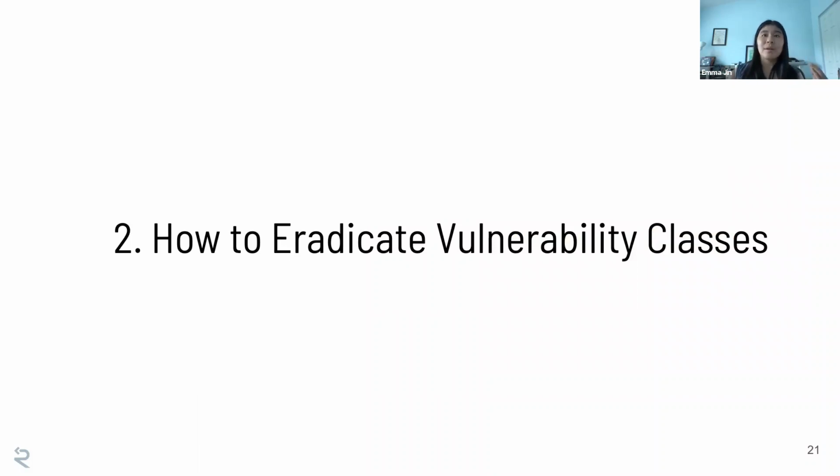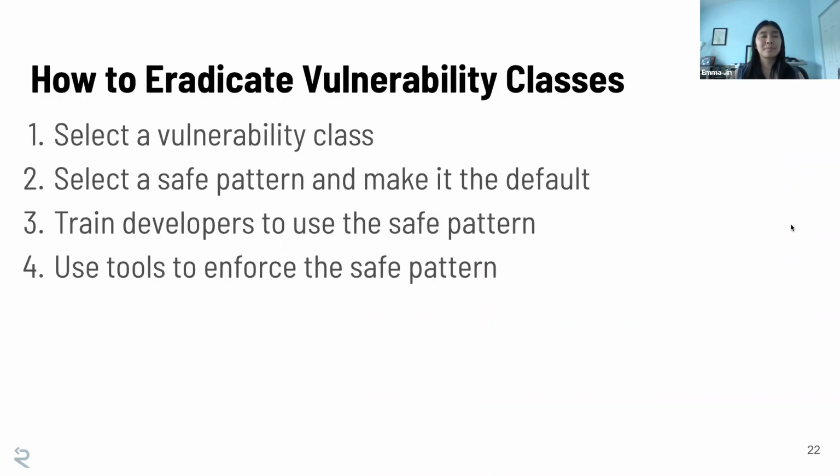Now we're going to get into a more high-level explanation of how to actually eradicate vulnerability classes. There are basically four broad steps. First, you want to select a vulnerability class. Then, once you've understood that vulnerability class and how it appears in your code, you want to select the safe pattern, make it the default, then train developers to use the safe default, and finally actually enforce the safe pattern using tools.